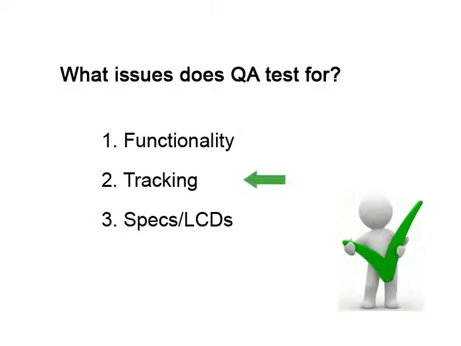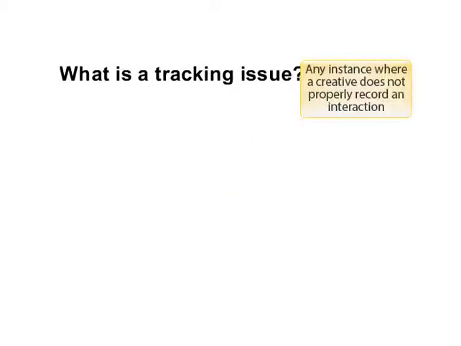Now, let's examine tracking issues. When we examine tracking issues in QA, we are testing to see that the creative is recording the interaction metrics. This requires us to test both custom and standard events to ensure that they are triggered and logged correctly.